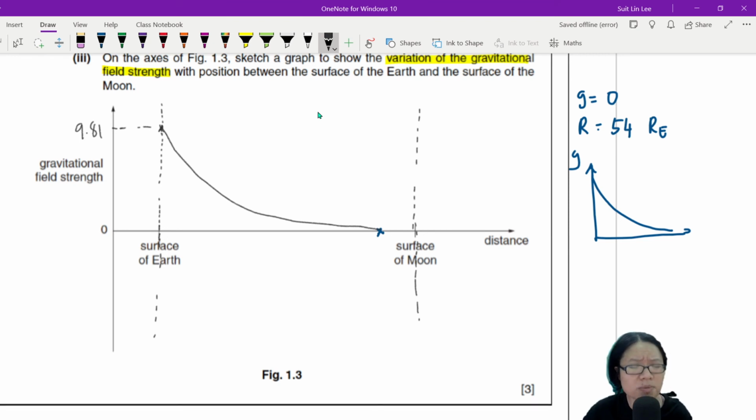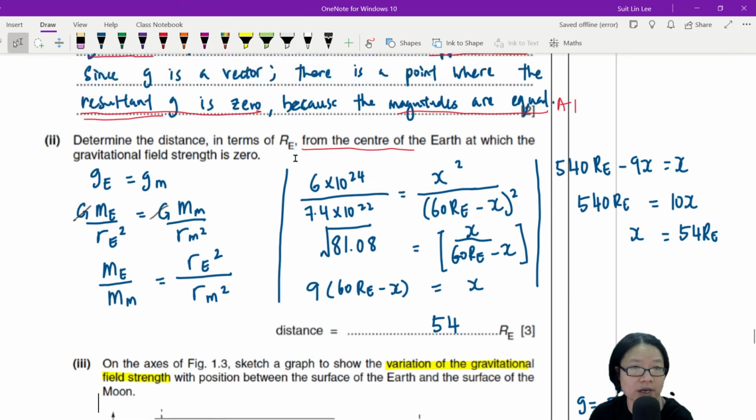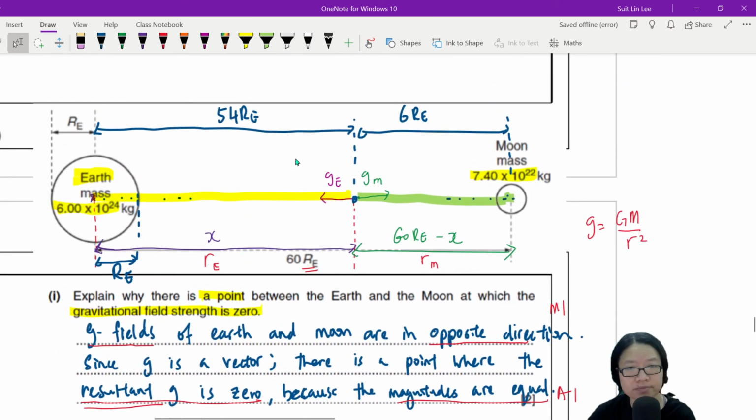Then you might be thinking, what about the moon? If you measure from the moon, it will also follow the inverse square shape, so it's still a curve. But when you're closer to the moon, the field strength of the moon will overtake. Let me go back up here and explain. Let's say I take this point here. The gravitational field of the moon will be a lot stronger because we are now closer to the moon compared to the gravitational field of the Earth.